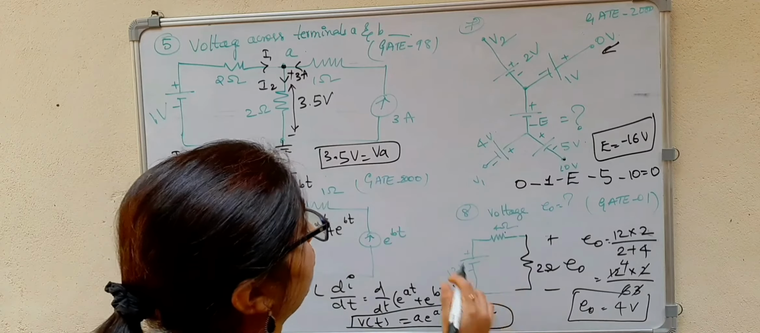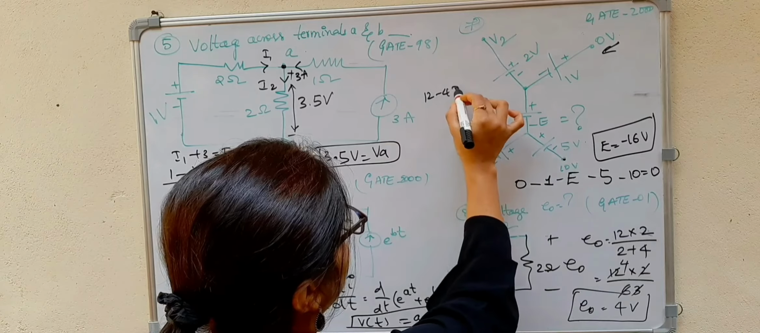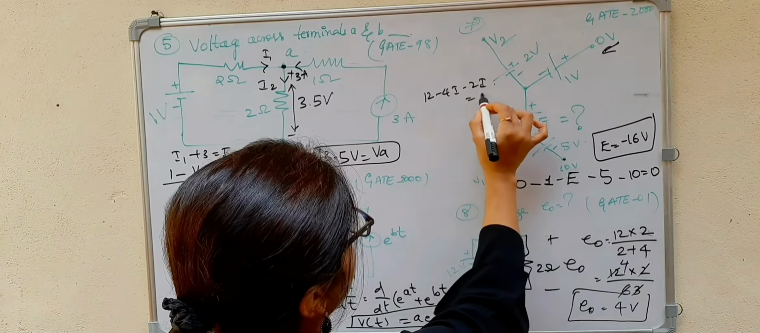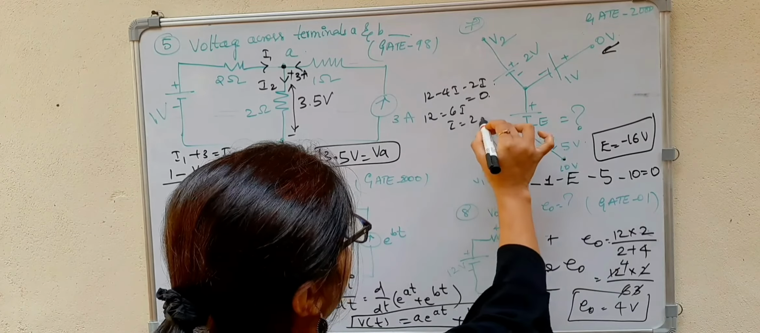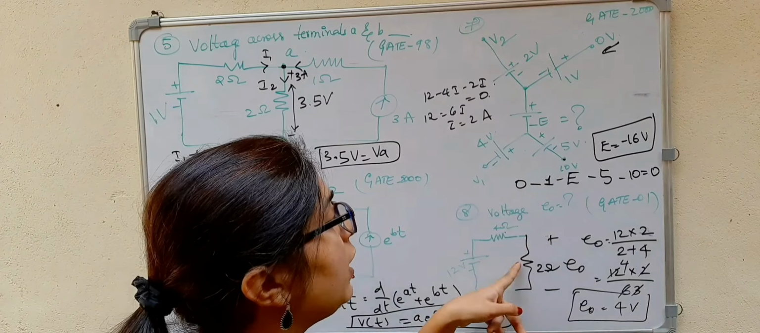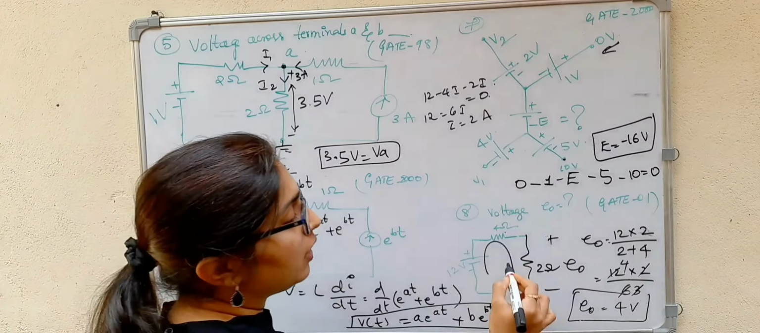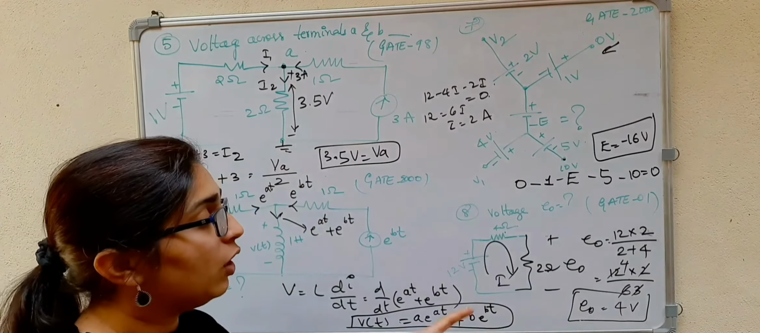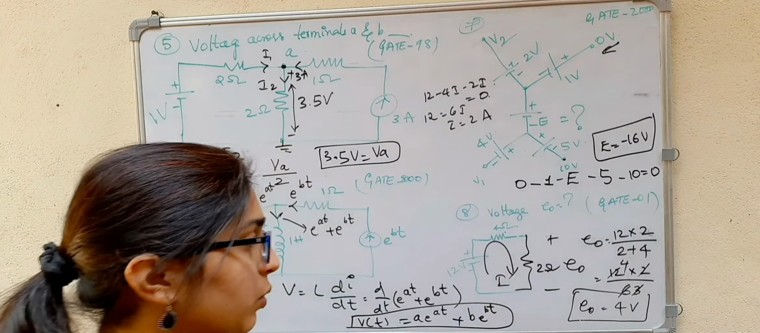Or else you can follow the KVL here. 12 minus 4i minus 2i is equal to 0. So 12 is equal to 6i, i is equal to 2 amperes. Okay. So what will be your E0? 2 into 2, that is 4 volts. You can apply the KCL also, KVL also, or you can directly use the voltage divider rule.